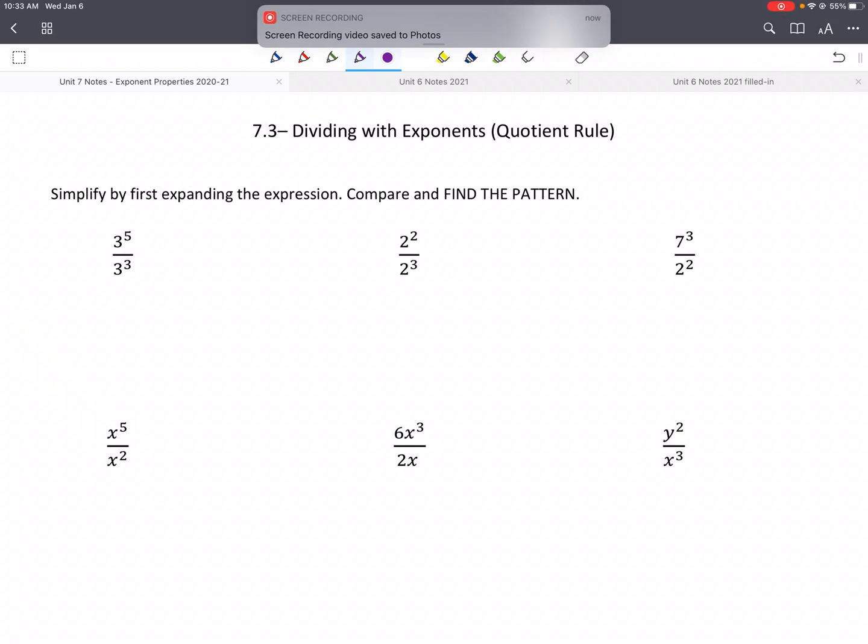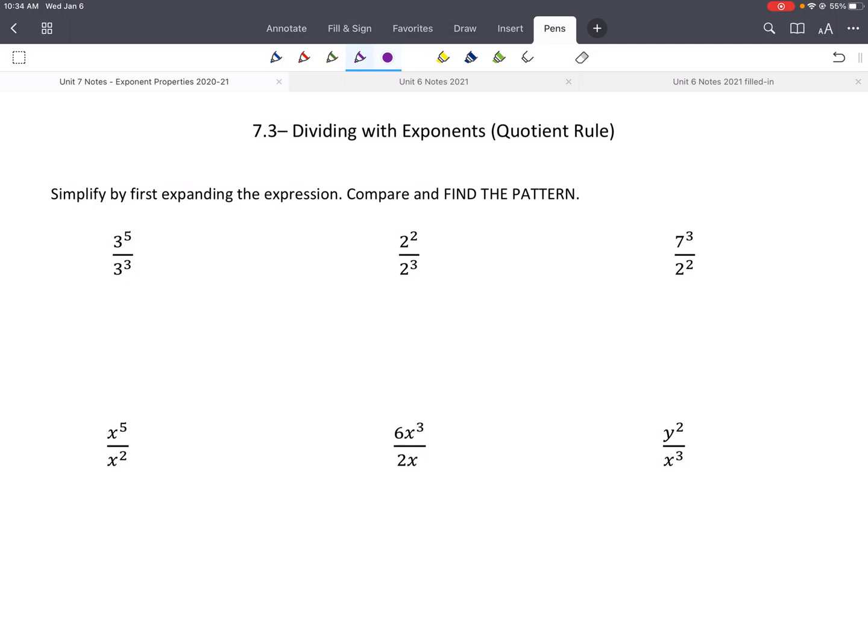Hey everybody, we're on 7.3, dividing with exponents. So we're using what's called the quotient rule. Quotient is another word for division, so the division rule, if you prefer that. First we're going to do kind of the same thing we did before: we're going to expand and see if we can come up with a pattern.